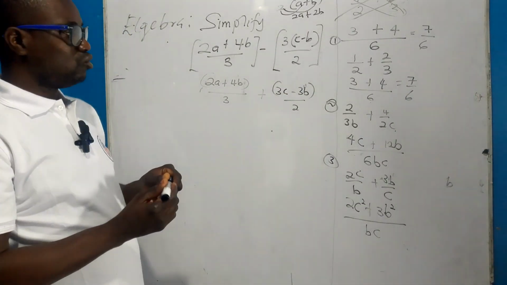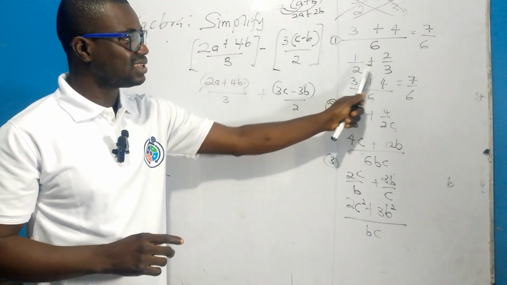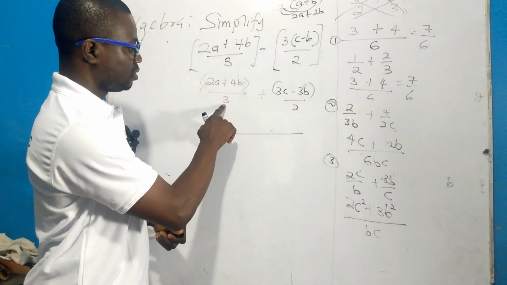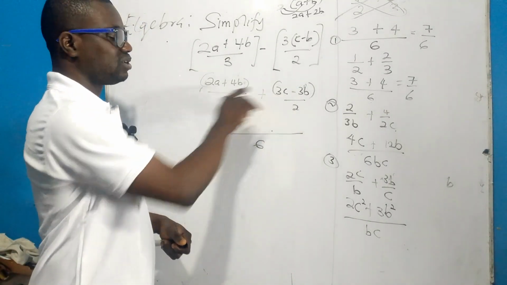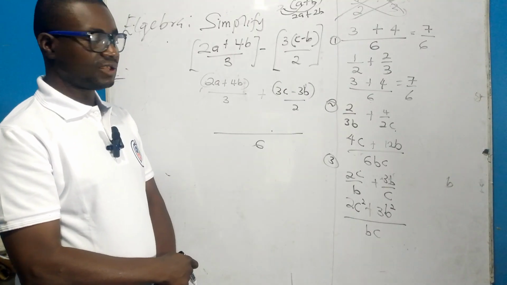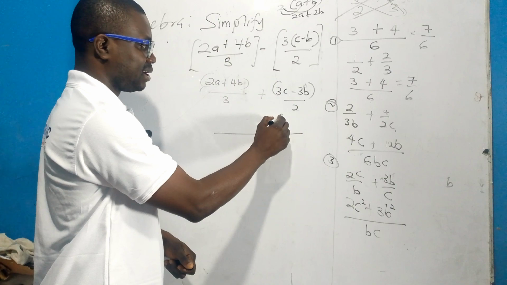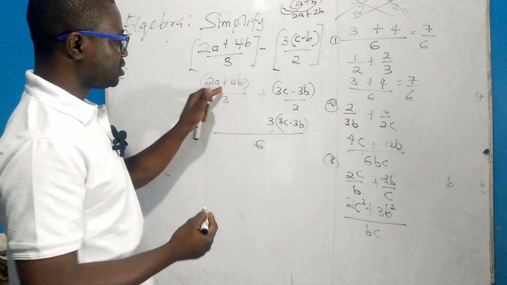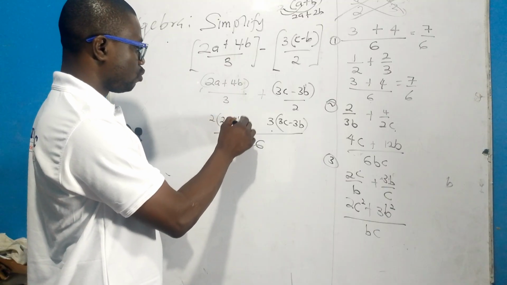Now when you do this, the child is able to look at this and realize that it's similar. So the child can now find the LCM. 3 times 2 will give you 6. Then the child will multiply crosswise. So 3 times this will give you 3, multiplied by 3c minus 3b. And then 2 times this bracket will also be 2 times 2a plus 4b.